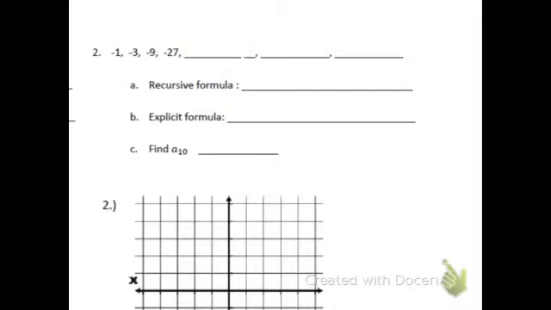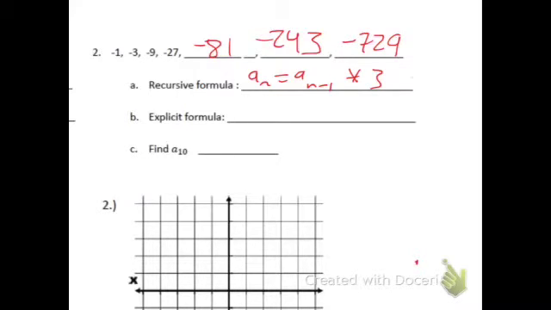Moving over to number 2, this has a pattern of multiplying by 3. Not negative 3, just 3. You notice all of them are negative, so you're not multiplying by a negative because it's not switching back and forth. So you're going to get negative 81. Hold on, I need to grab a calculator real quick because I don't have multiples of 3 memorized that high. So negative 243. And then you times it by 3 again. You'll get negative 729. Recursive formula again starts with a sub n equals a sub n minus 1 times 3, because that's the pattern. And make sure you tell it where to start. A sub 1 is negative 1.